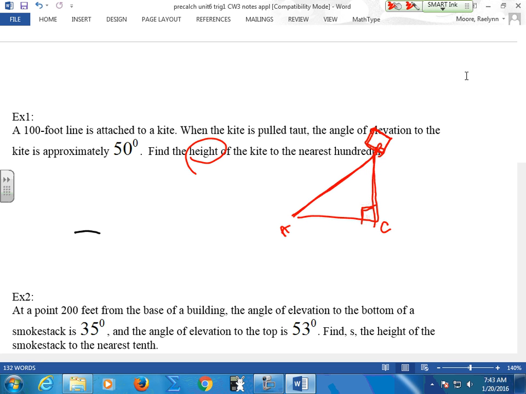So where's my angle of elevation? What angle? A. And I want the height of the kite. So where does the 100 go? This is the line of my string to my kite. And which segment do I want as my height? BC. Everybody okay with this? What trig function would I use with this 50-degree angle? Sine. So I take the sine of 50. Opposite over hypotenuse. And how do I solve this?